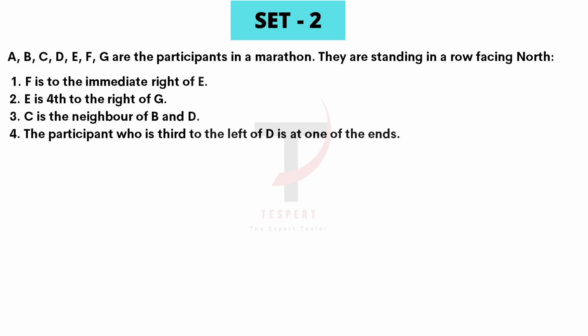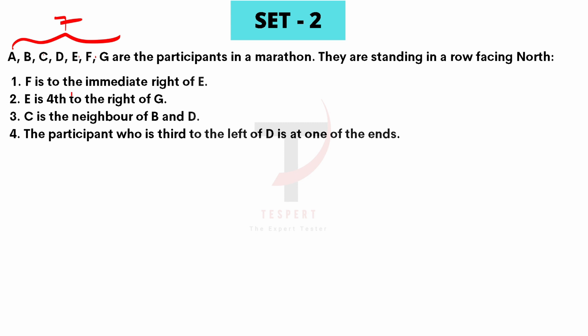So A, B, C, D, E, F, G. How many are there? 1, 2, 3, 4, 5, 6, 7. Okay. So there are 7 participants in a marathon. They are standing in a row facing north direction. Alright. So we have 4 statements which are given.